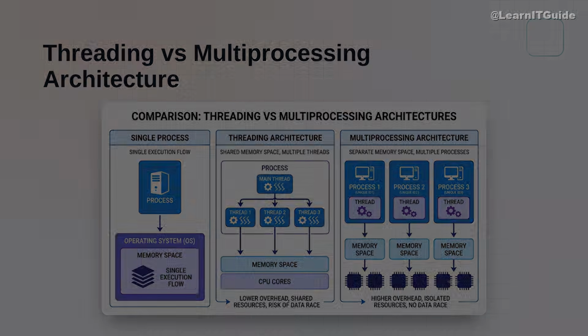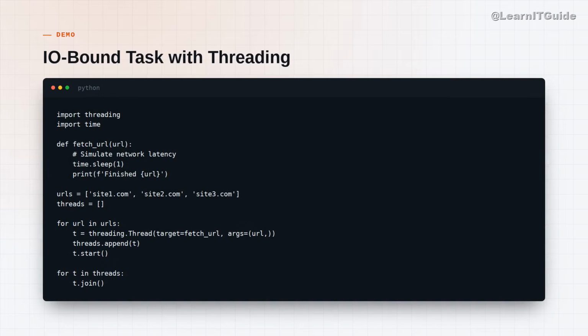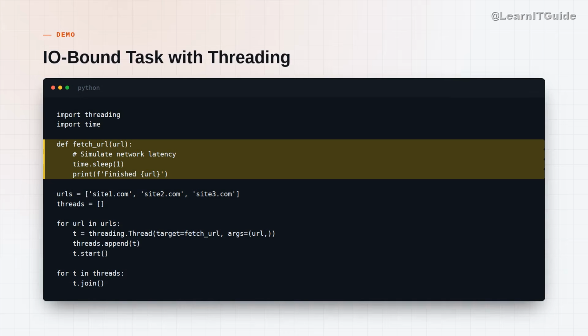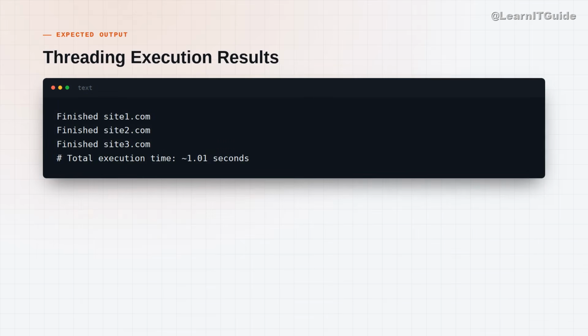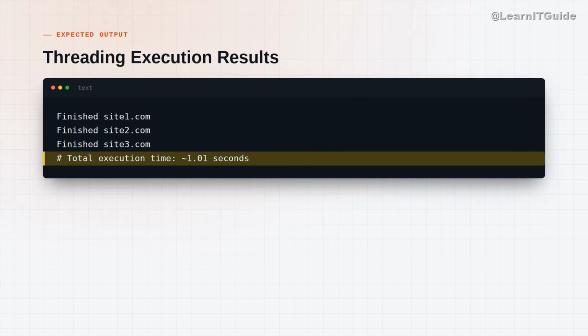Here is an I/O-bound example using threading. We define a function that simulates a 1-second network delay. We create a new thread for each URL. Because the thread spends its time waiting, the GIL releases control, allowing all three threads to run concurrently. In practice, this script finishes in about 1 second total rather than 3 seconds if run sequentially. You can see the result here. Even though we have 3 tasks, the total time is just slightly over 1 second. This is the hallmark of effective I/O-bound concurrency.